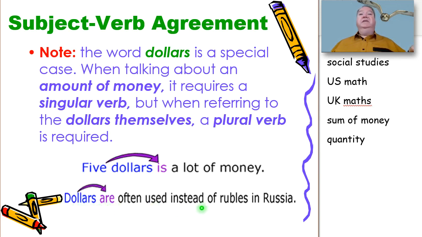Dollars are often used instead of rubles in Russia. Dollars, the currency, now it's plural. Dollars are often used instead of rubles in Russia.